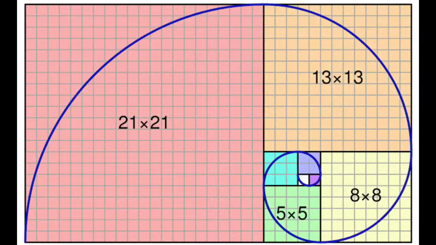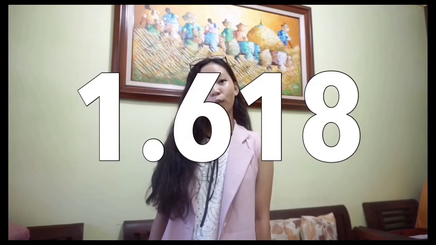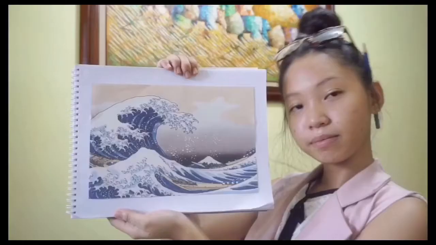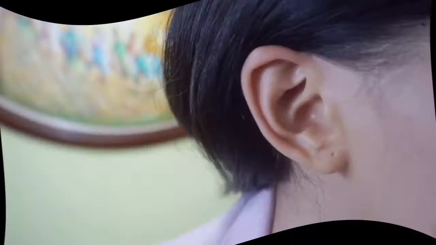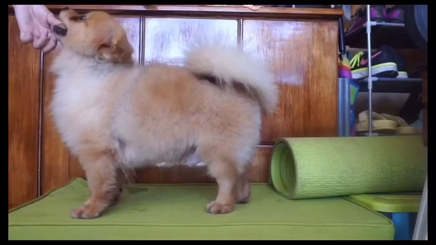which has a special number equivalent to 1.618, and it is present both in art and in nature. The Great Wave woodblock print by Hokusai embodies the golden spiral. Wait, what? Our ear has a natural pattern showing the golden spiral. Another example is my dog sitting, creating the golden spiral as well.